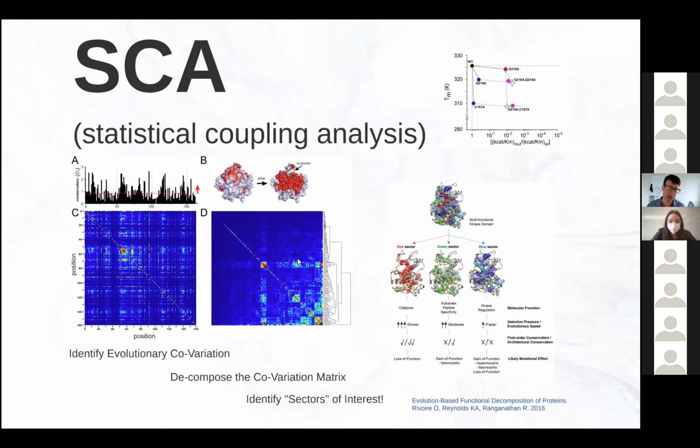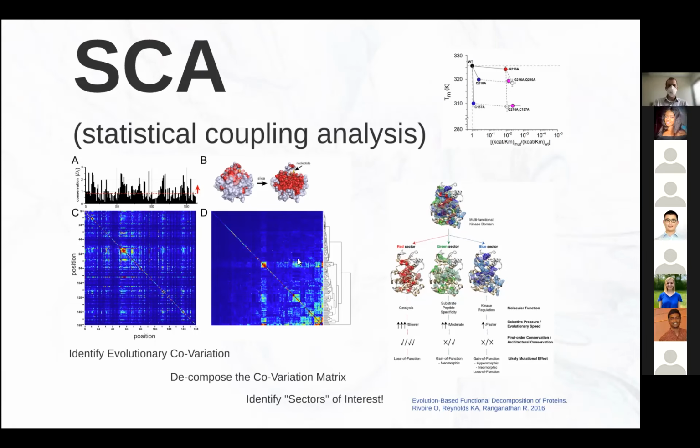And so sectors, when you're doing statistical coupling analysis, right? You're asking, how do different amino acids co-evolve? What is their covariation? And then you build up that covariation. You don't just care about pairwise, right? You want to know, what are the units of covariation? And those units are called sectors. And usually a domain will have a few, 2, 3, 4 sectors that all co-evolve independently, but within a sector, they co-evolve together.